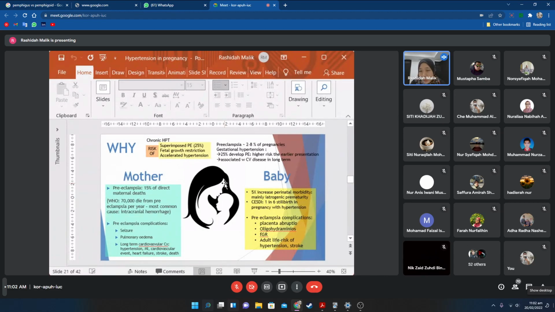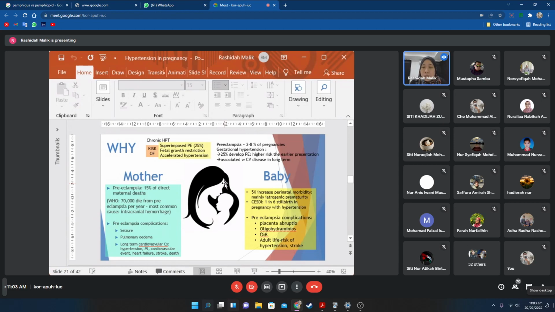So not only does it affect the mother, it also affects the baby. So the baby will have 5 times increased perinatal morbidity, mainly due to iatrogenic prematurity, because the treatment, as you know, for severe preeclampsia is to actually deliver the baby and also the placenta. So it's iatrogenic prematurity, which increases the perinatal morbidity.